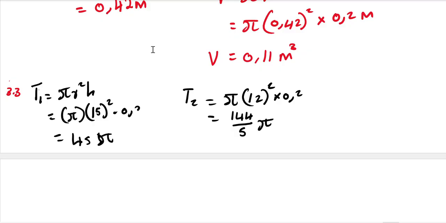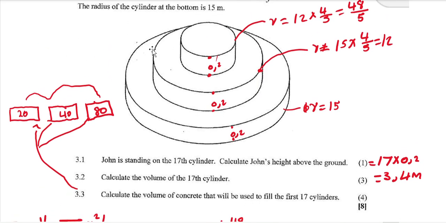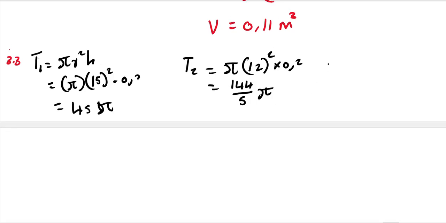Let's go and check the radius of the third cylinder. It is 48 all over 5. Term number 3 is what? Pi. Our r is 48 all over 5 squared multiplied by 0.2. Do you get me? I hope I'm clear. 48 all over 5. Then here we get what we get.